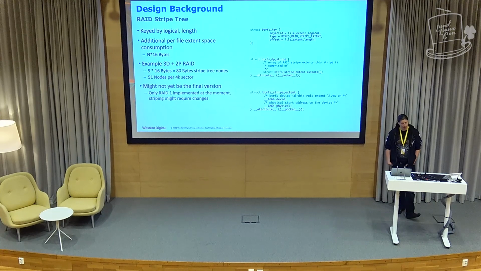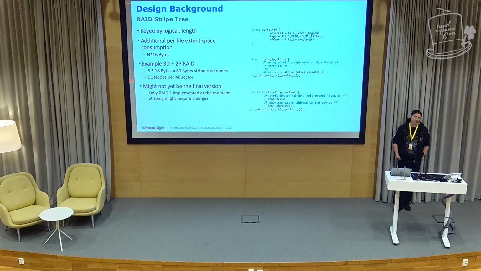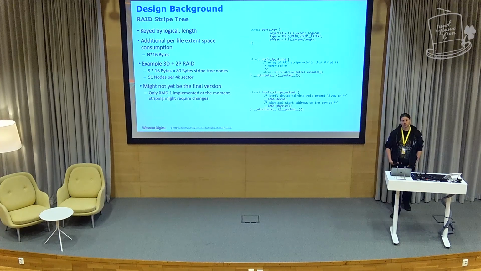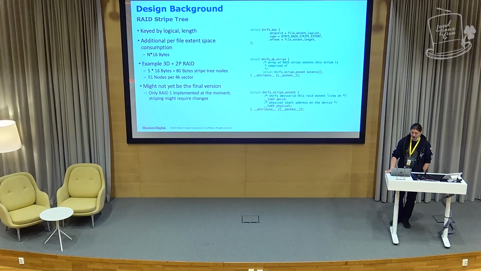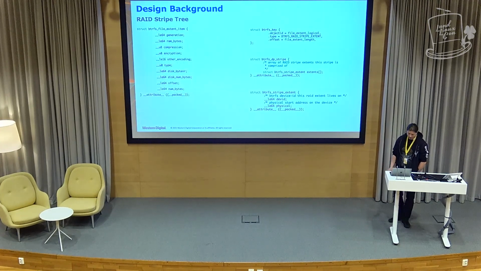This design might not yet be the final version. I have RAID 1 implemented. It works for RAID 1. I'll send an RFC to the Linux BTRFS list soon, so we can discuss if this is a feasible final version. Here's some more mapping details.